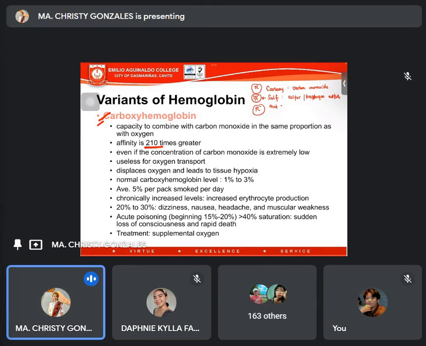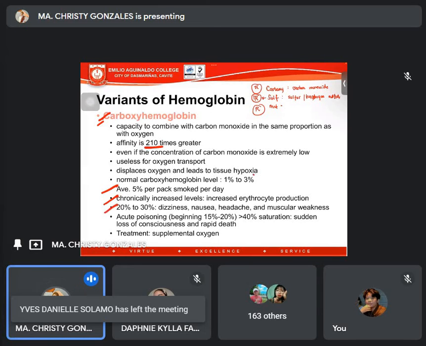So when, for example, there's presence of oxygen and presence of carbon monoxide, the hemoglobin will choose carbon monoxide because it has greater affinity compared to oxygen. And when that happens, carboxyhemoglobin does not have the capacity to transport oxygen. Okay, so it will not bind anymore with your oxygen because your carbon monoxide is already bound to your hemoglobin. Okay, so these are the levels.